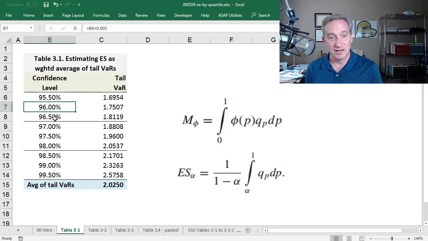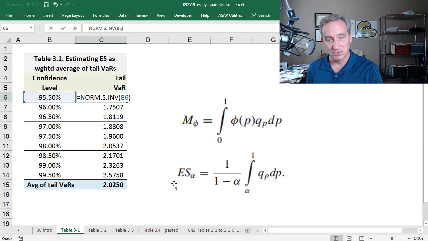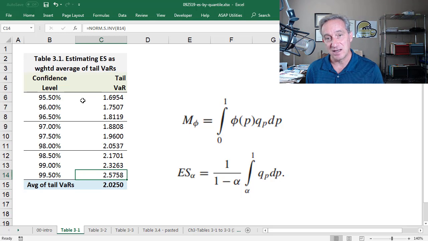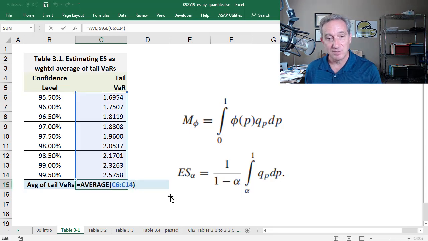95.5%, incrementing by 0.5%, and at each confidence level I'm just using NORM.S.INV to retrieve the quantile that's associated with this confidence level, or probability level, if you like. That's a p value. So for each confidence level, I get a tail VaR. And again, I've done 9 here because we selected n equals 10 as the number of slices. Then the average of those becomes an estimate of expected shortfall.